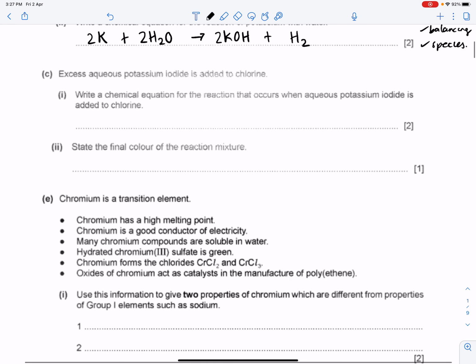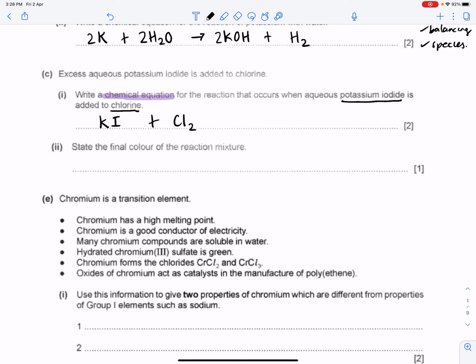Excess aqueous potassium iodide is added to chlorine. Write a chemical equation for the reaction that occurs. So we're talking about the group 7s here, when potassium iodide is added to chlorine. So we need to add potassium iodide and chlorine together. Remember, if ever it says the words chemical equation, what it's actually referring to is a symbol equation. If it wants you to write the word equation, it will say word equation. So potassium iodide added to chlorine.